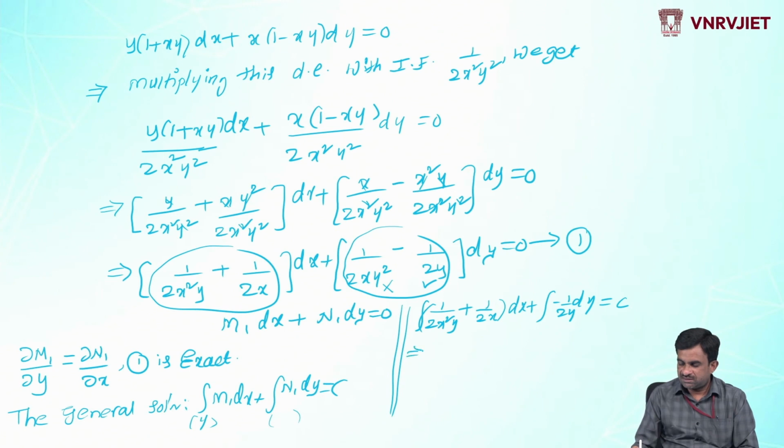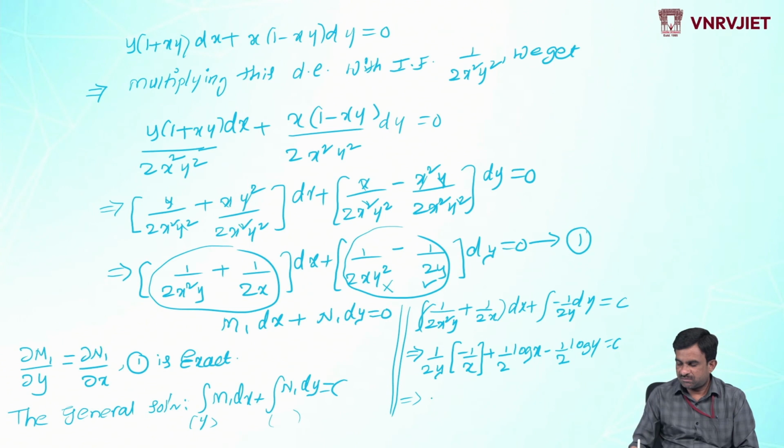In the first integral we keep y terms as constant, that is 1 by 2y outside. Now integration of 1 by x square, actually it is x power minus 2, integration of x power minus 2 becomes minus 1 by x. Then plus, integration of this, 1 by 2 is a constant, integration of 1 by x dx is log x. Then minus 1 by 2 is a constant, integration of 1 by y with respect to y is log y, is equal to c.